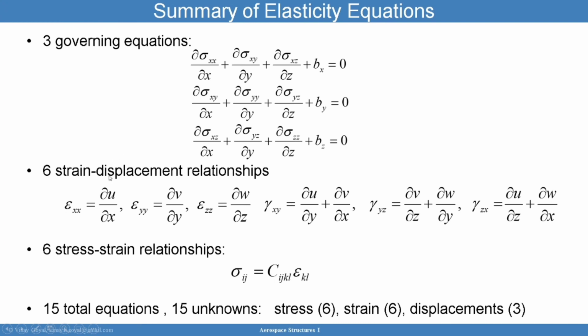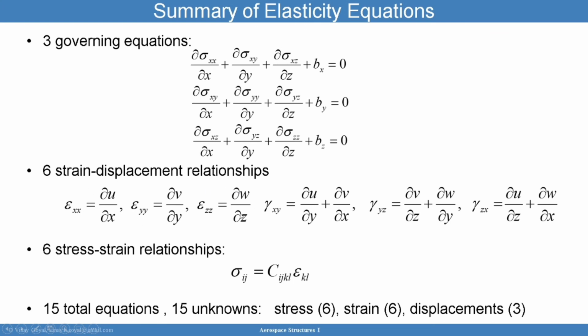And then we went on and developed the six strain-deflection relationships. Three of them describe stretching of a cube, where U, V, and W are the deflections in the X, Y, and Z directions. We then have the shear strains, which represent the angle change. And as you can see here, we have six equations, and we have three unknowns here, U, V, and W, and then six strains that are unknown.